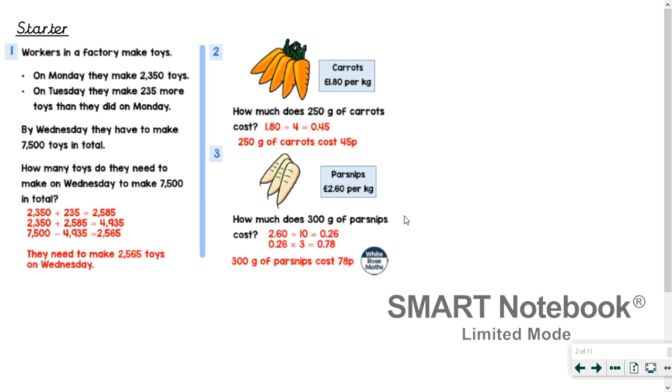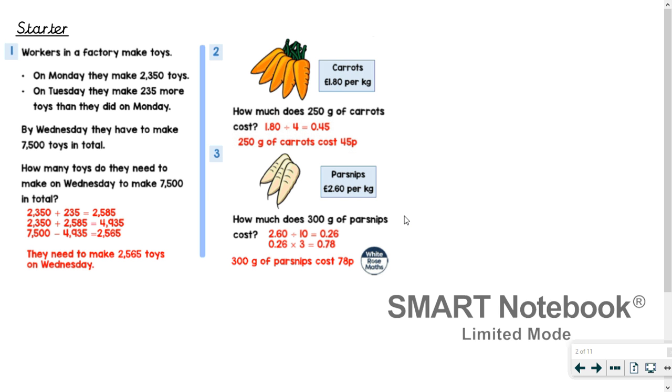Now, number 3, parsnips cost £2.60 per kilogram. How much does 300 grams of parsnips cost? Now, we do the same thing, 1,000 grams in a kilogram, but hopefully we're seeing 300 grams does not go in exactly to 1,000. There are ways to do it with that, but it'll make it a bit tricky.